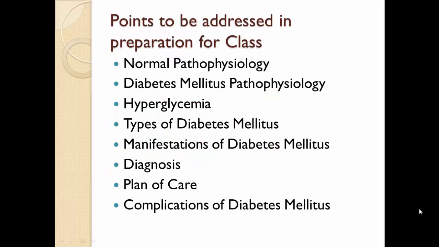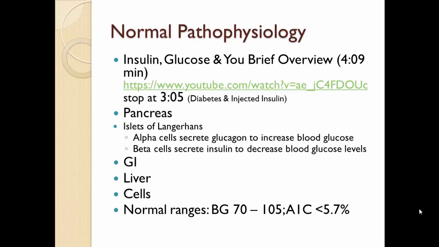Okay, points to be addressed. Normal and abnormal pathophysiology. We'll talk about hyperglycemia, the types of diabetes mellitus, the manifestations or signs and symptoms of diabetes, what is involved in diagnosing somebody with diabetes, the plan of care or collaborative care that we are going to see, and some of the complications of diabetes.